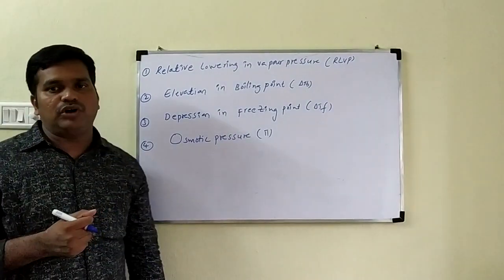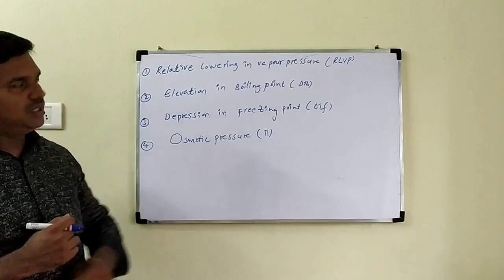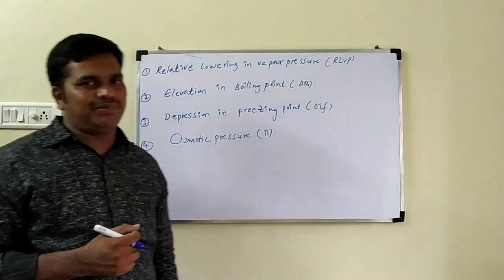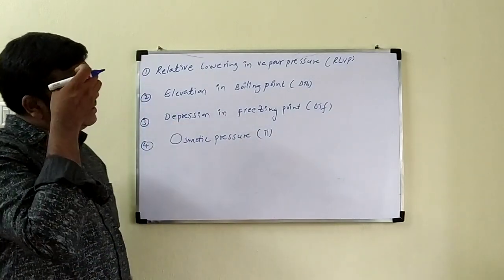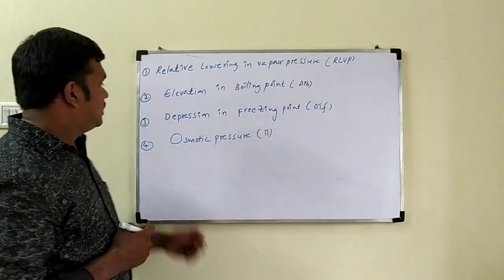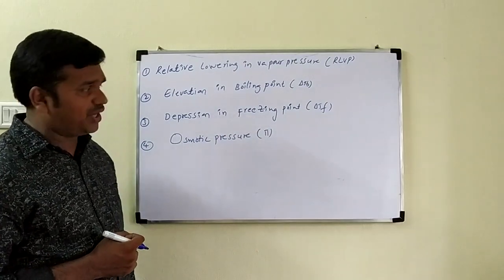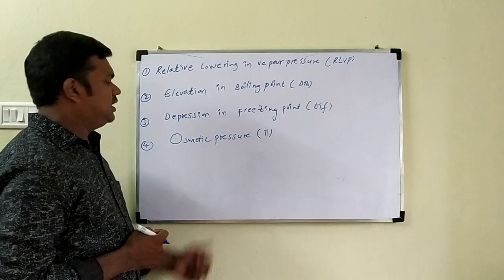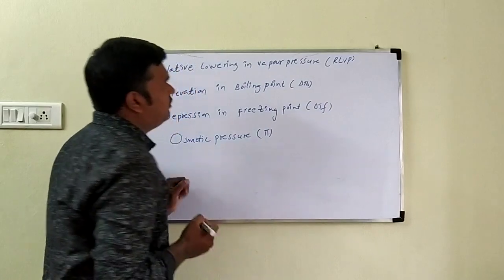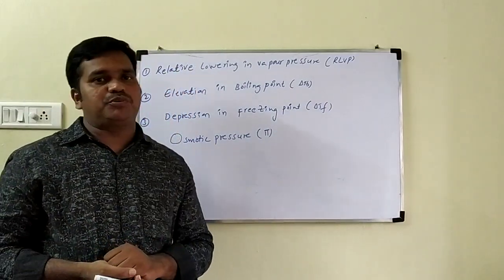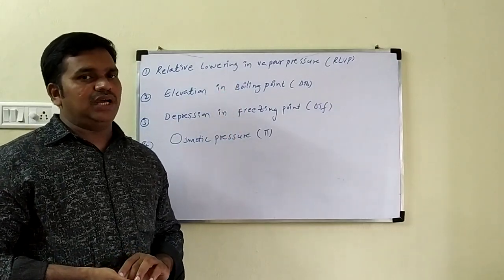So we have four important colligative properties. The first one is relative lowering in vapor pressure, written as RLVP. The second is elevation in boiling point, denoted by delta Tb. The next is depression in freezing point, denoted by delta Tf. And the last is osmotic pressure, denoted by pi. So in total we have four colligative properties. Definitely we will get one colligative property related problem in the board exam.